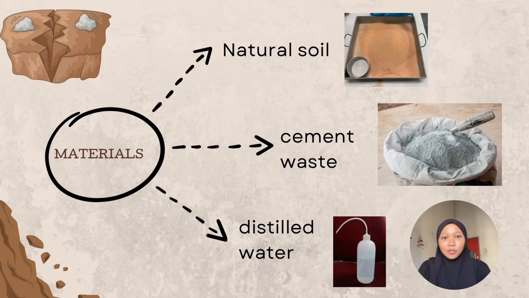So the materials used in this experiment are very simple. They include natural soil, cement waste and distilled water. The natural soil acts as the base material, cement waste is used as the stabilizing agent, and distilled water is added to achieve proper mixing and moisture content during sample preparation.